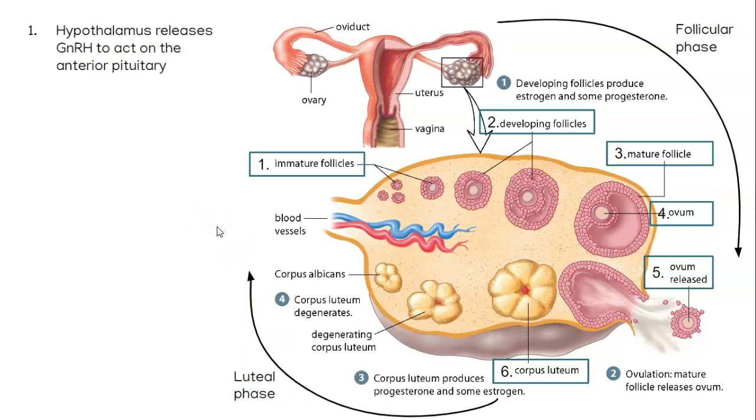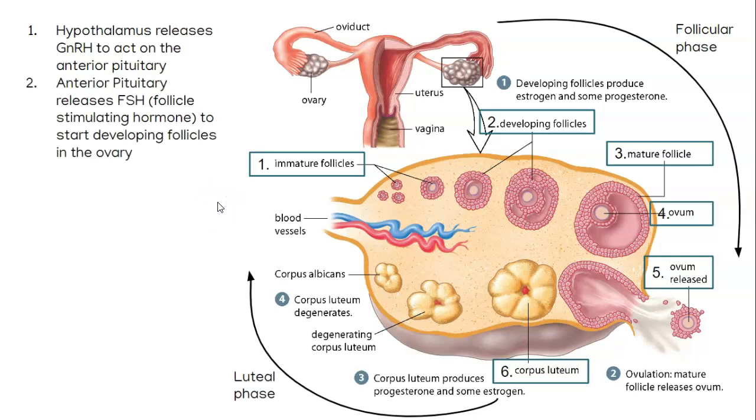So we're going to start with, along the side, the hypothalamus releases our gonadotropin releasing hormone, and it's going to start to get the anterior pituitary to start creating and releasing some really key hormones. The anterior pituitary releases our FSH, follicle stimulating hormone, and that is what is being released in this stage here to start developing our follicles.